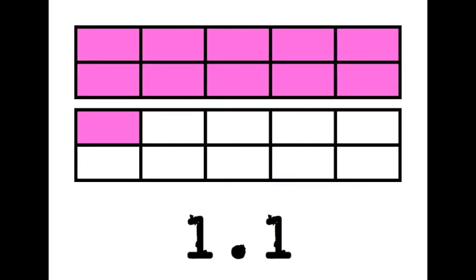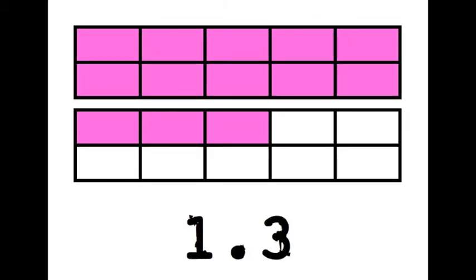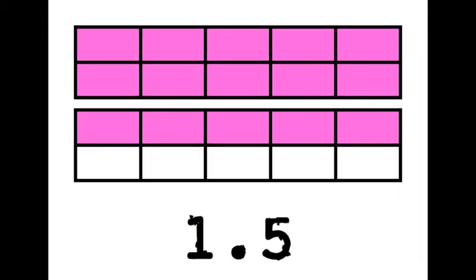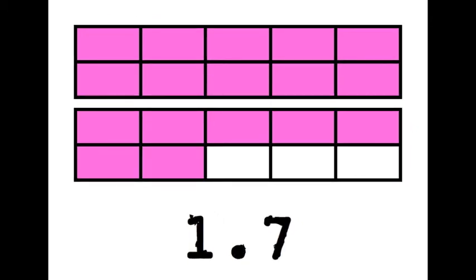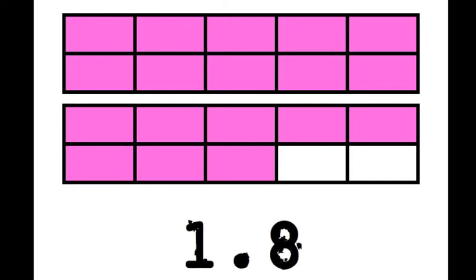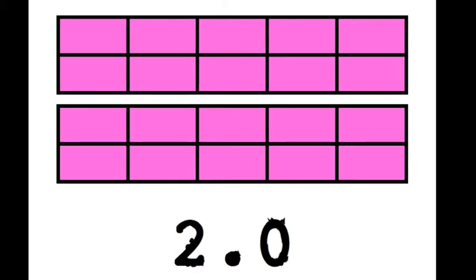Here's one whole and one extra piece. One whole and 2 extra pieces. 1.2. 1.3. 1.4. The 1 means there's one whole, and the 0.5 means there's 5 pieces coloured in. Here's 1.7, one whole, and 7 out of 10 coloured in. 1.8, 9 of these are coloured in, so it's 1.9, and there's 2 whole.